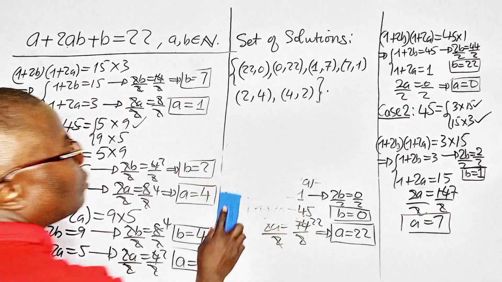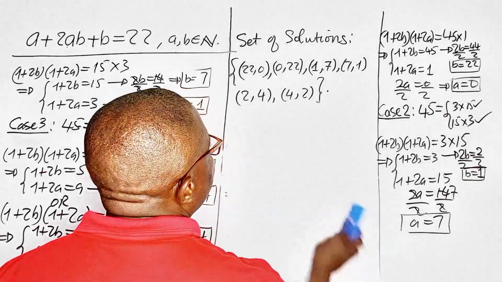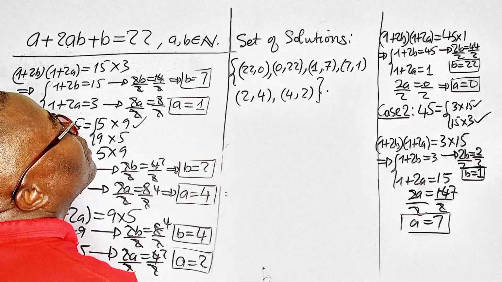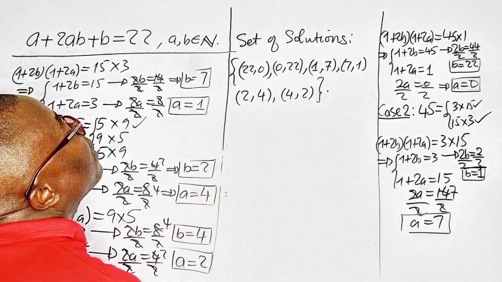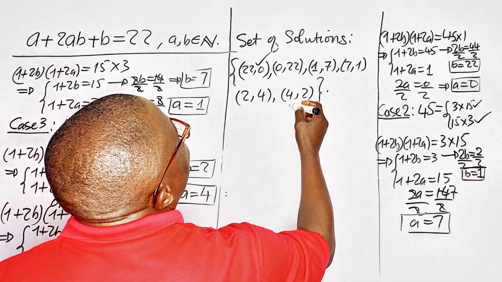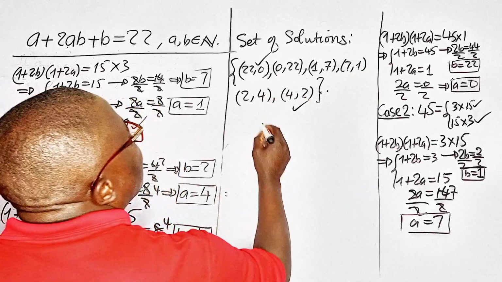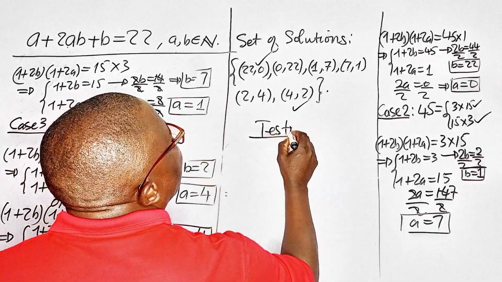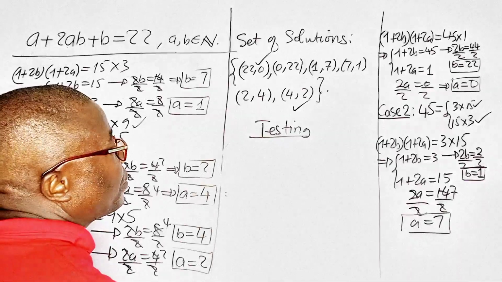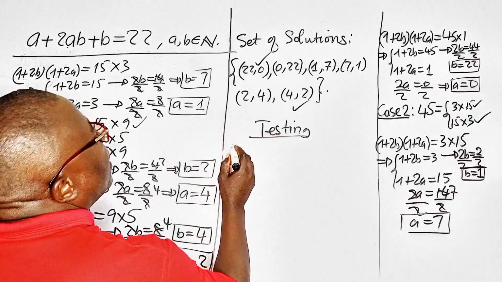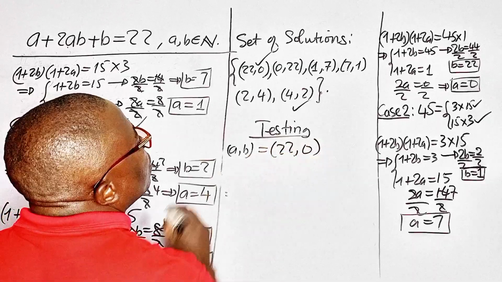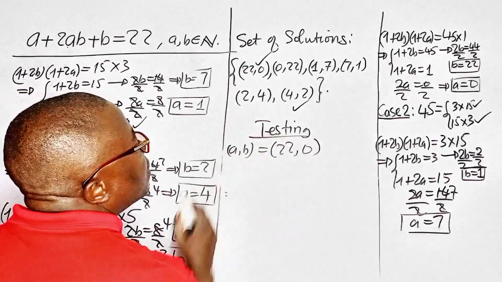Now we can always test to be sure that what we have is true. Let's take any 2 pairs of solutions here. Let's take, for example, 22, 0. Remember, it's the same thing as this. And for example, 4, 2. Let's test and see if we get a confirmation. So we're taking a, b to be 22, 0. That means a is 22, b is 0.